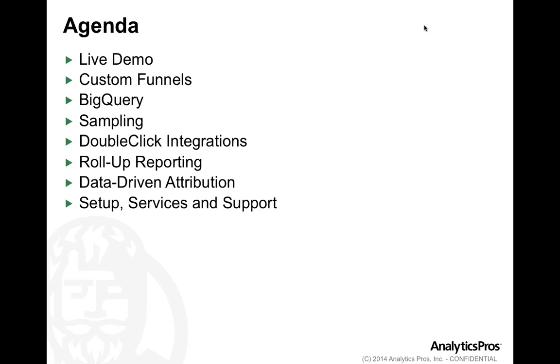We'll talk through BigQuery and how that informs businesses from the business intelligence or the BI perspective. We'll talk about the pain points that many organizations have with sampling and how Premium addresses those. We'll talk through the DoubleClick integrations that are Premium only and how the data not only feeds into Google Analytics, but how Google Analytics can actually inform and create audiences back in DoubleClick products. And then at the end, we'll talk through Rollup Reporting. We'll talk Data Driven Attribution and the attribution modeling capabilities, and then a little bit around the setup, services, and support. And then we'll have plenty of time for questions and answers.